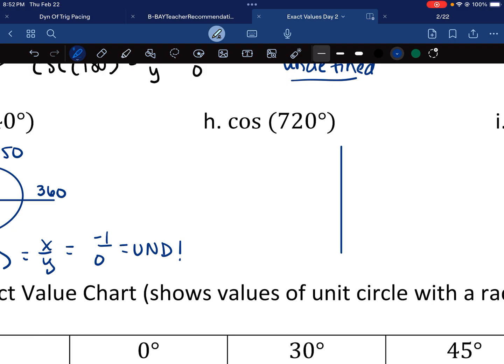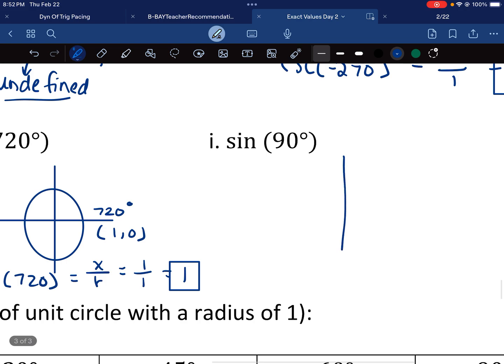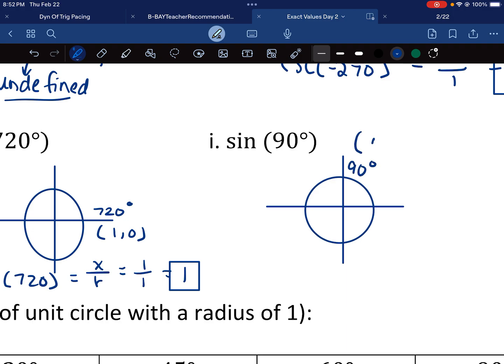Cosine of 720. I know that 720 is 2 full circles. 1, 0. Cosine is equal to x over r, which equals 1 over 1. Last one. Sine of 90. 90 is on the top. 0, 1. Sine is equal to y over r, which equals 1 over 1, which equals 1.